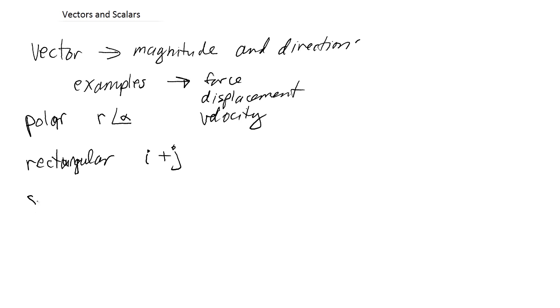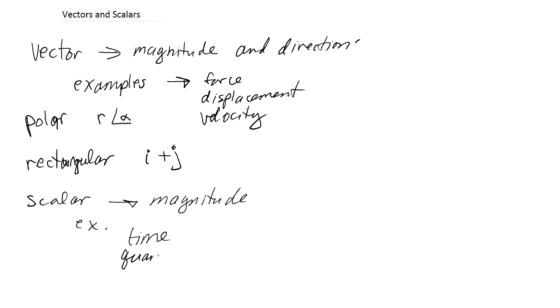And also, let's define a scalar. A scalar is something that just has magnitude. It doesn't have a direction associated with it. Some examples of scalars would be time. A time measured in seconds, it doesn't have a direction associated with it. Or quantity. Quantity of any number of objects is going to be a scalar by nature.